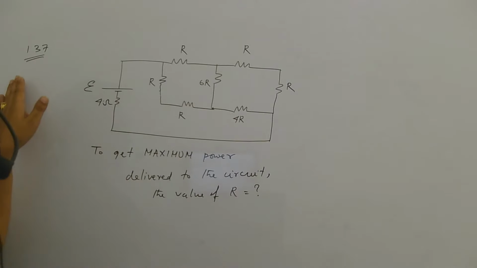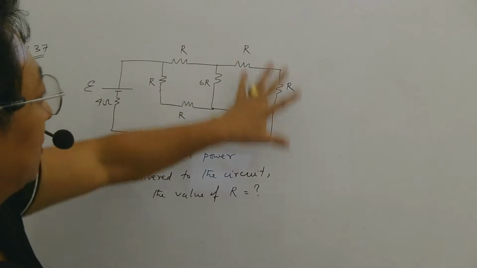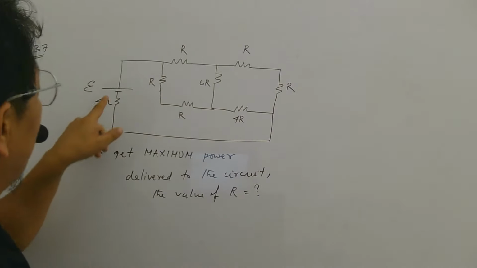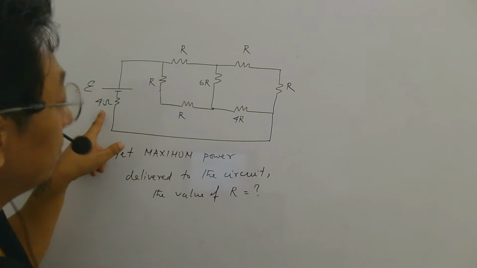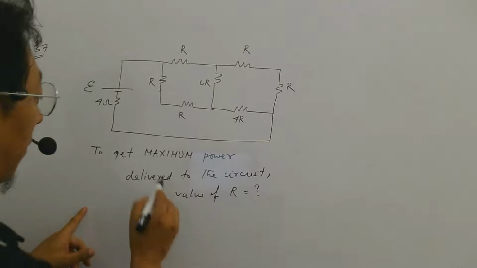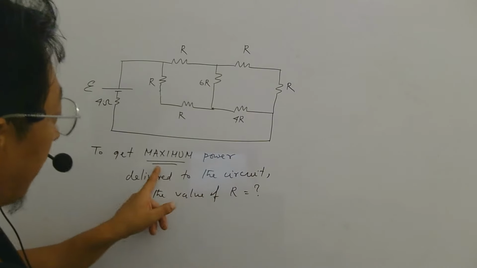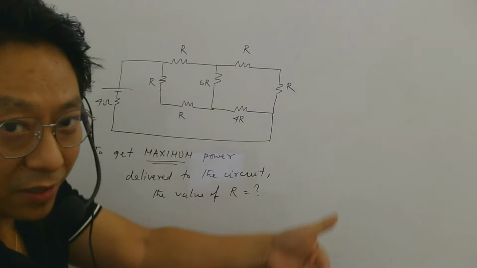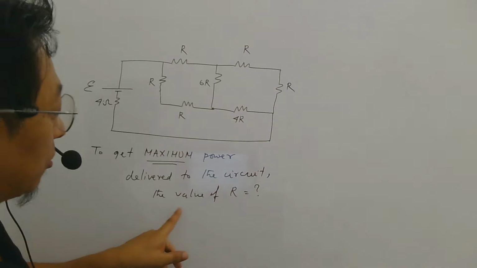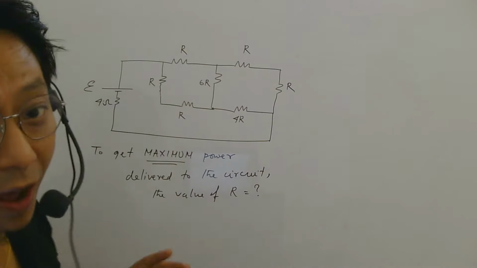So next question, 137. They have given this circuit, and here is a cell with EMF E, and internal resistance given as 4 ohm, and they want maximum power, to get maximum power delivered to the circuit. So to deliver maximum power to this circuit, what should be the value of capital R?